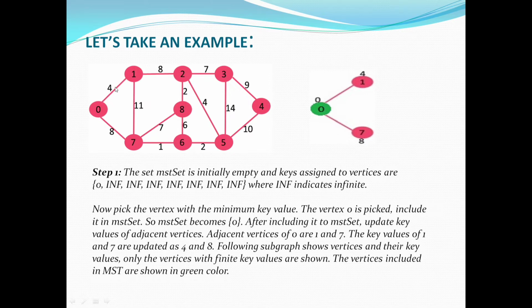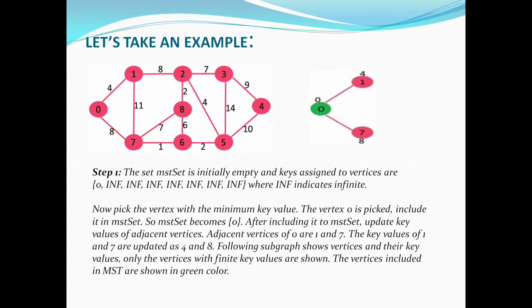So here we have 2, 4 and 8. The vertex 0 is picked. Include it in the MST set. So the MST set becomes {0}. After including it in the MST set, update the key values of adjacent vertices. Adjacent vertices of 0 are 1 and 7. The key values of 1 and 7 are updated as 4 and 8.